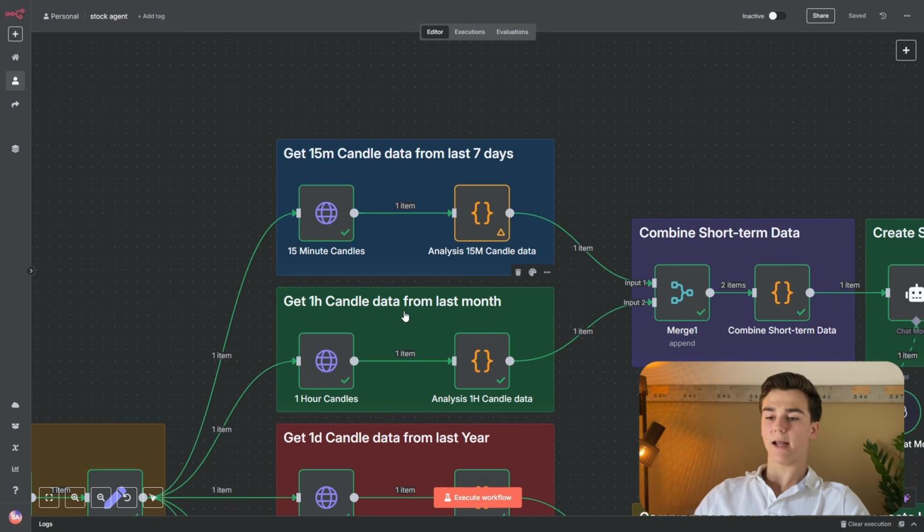Now we will move on to the get 1 hour candle data from the last month. So we'll first receive the data from the HTTP node.